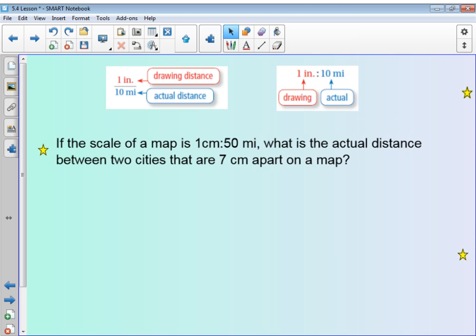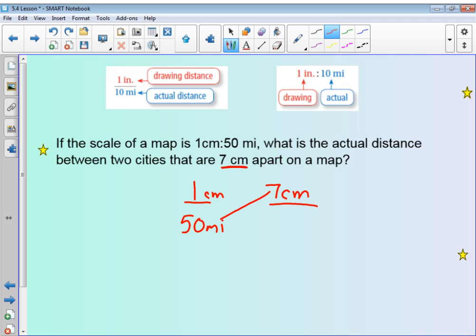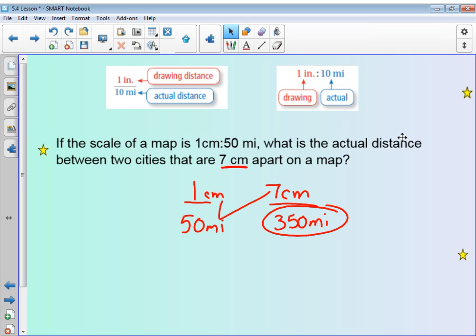Okay, so here's another situation. It says if the scale of a map is 1 centimeter to 50 miles, so 1 to 50 if you like to see it as a fraction, which I prefer, what is the actual distance between the two cities that are 7 centimeters apart? So 7 centimeters, where's our centimeters? Well, that's our scale drawing, or we can match labels, that's the top. We're going to cross multiply, divide, so 7 times 50 gives me 350, divided by 1 is still 350 miles. So two cities on a map are 7 centimeters apart. That means they're 350 miles apart in actual life.